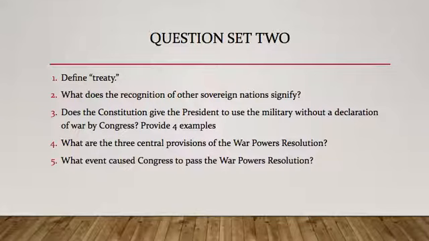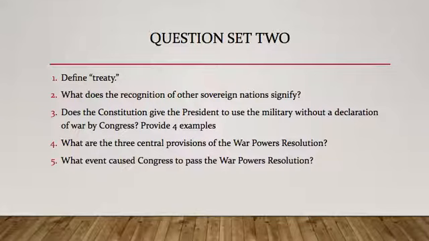So you've got to get specific with the Constitution. There's something called the War Powers Resolution as well, and we want you to find the three central provisions of that War Powers Resolution. And then, as the final question, determine what event actually caused Congress to pass that War Powers Resolution in the first place.